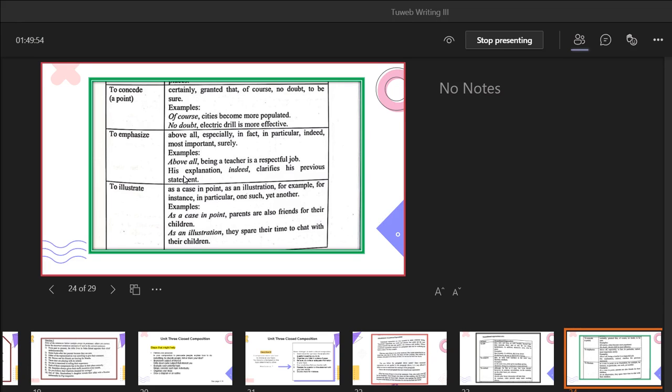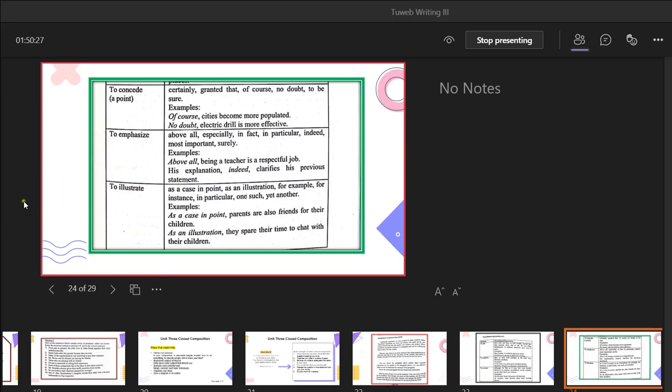Or if you want to illustrate something, you can use certain words of this kind. For example, one such, yet another, for example, for instance, as an illustration. And then let's see the example. As a case in point, parents are also friends for their children. Atau, as an illustration, they spare their time to chat with their children.